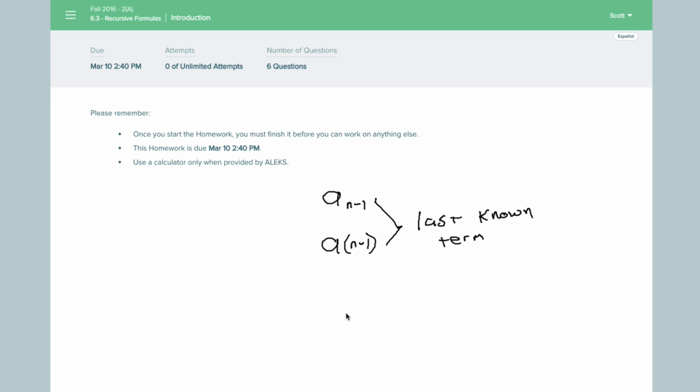The last known term. Okay, so if the sequence is 3, 5, 7, and I want to know what a sub n minus 1 is, well, a sub n minus 1 is just the last known term. What is that? We know that 7 is the last known term. So that's all that means, is the last known term.